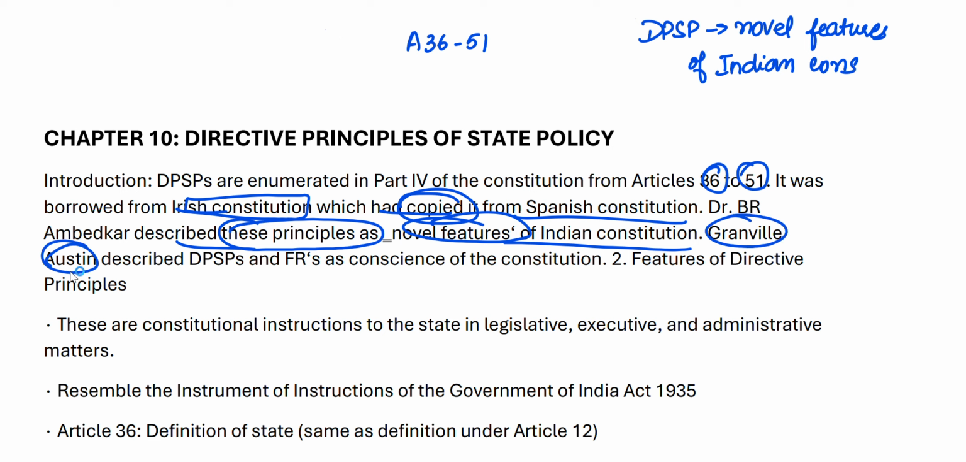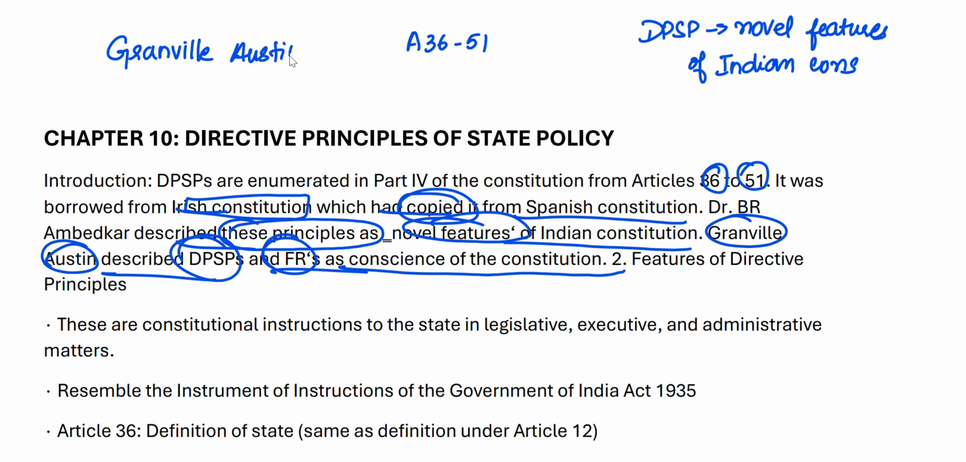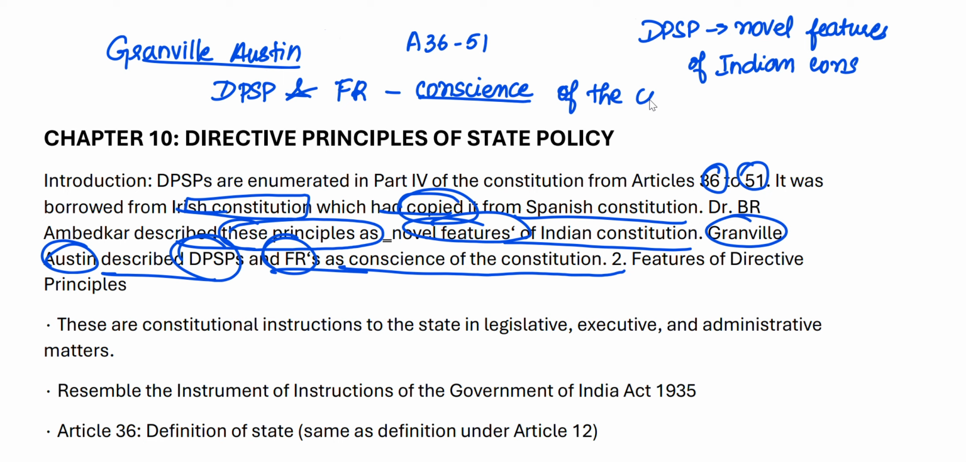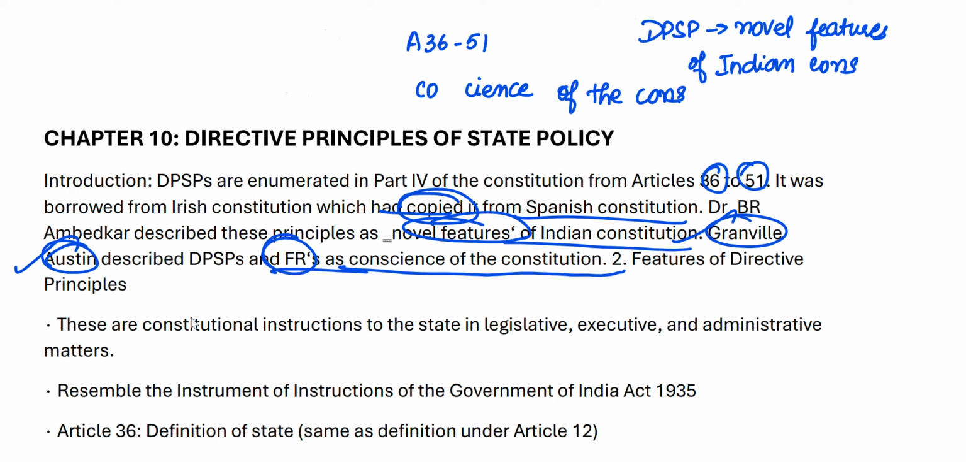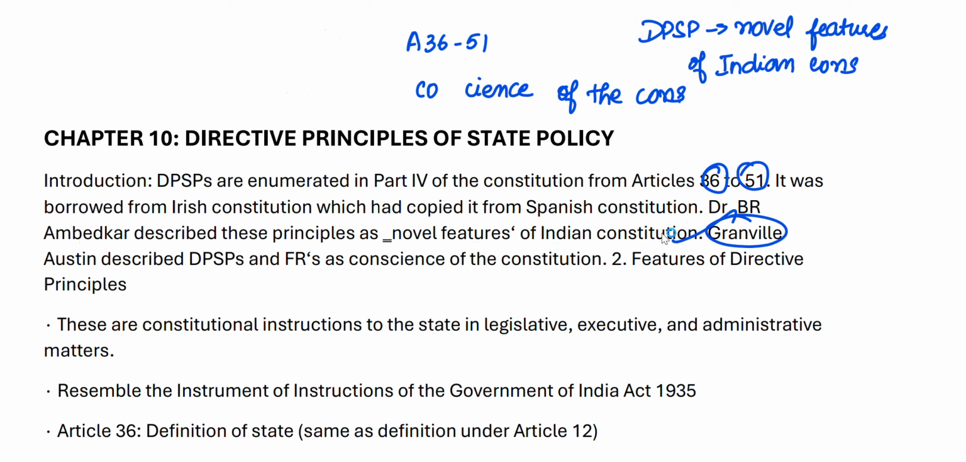Granville Austin describes DPSP and fundamental rights as the conscience of the Constitution. So who has described this? Granville Austin is the one who described the DPSP as well as the fundamental rights as the conscience of the Constitution. Now we have Article 36 to 51.